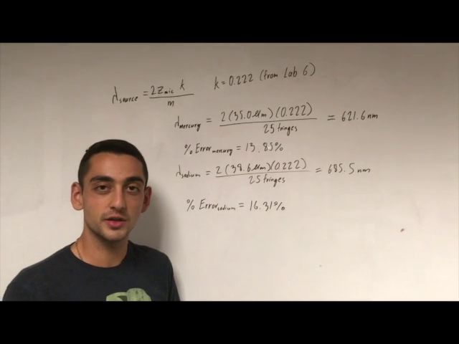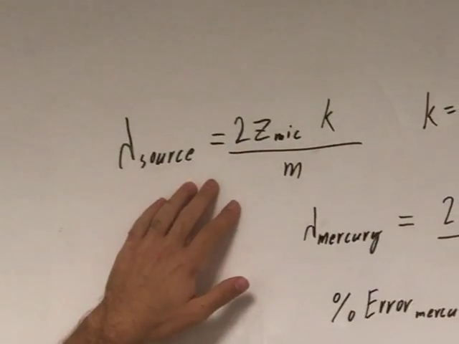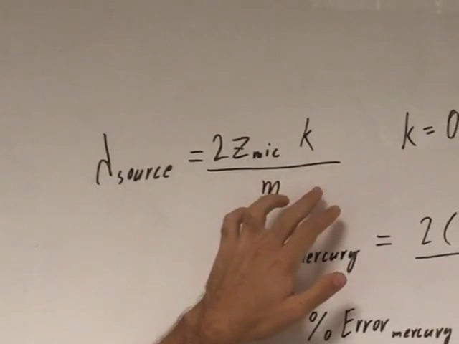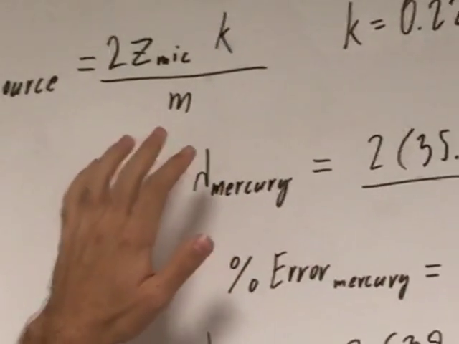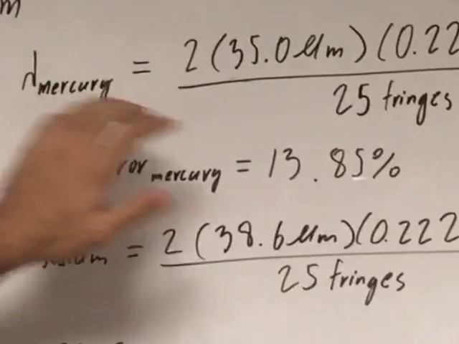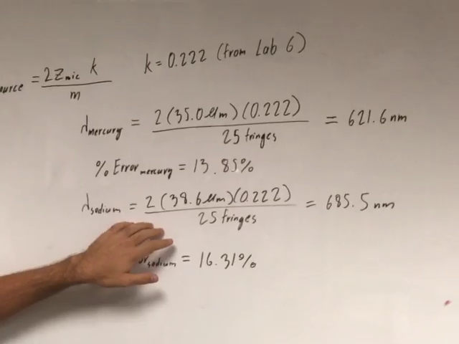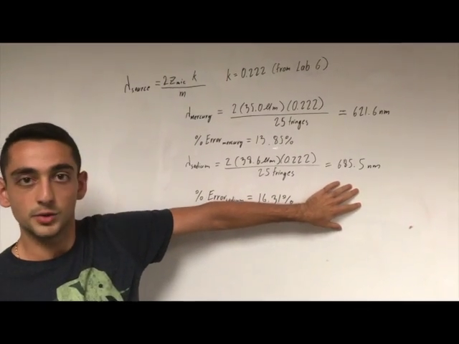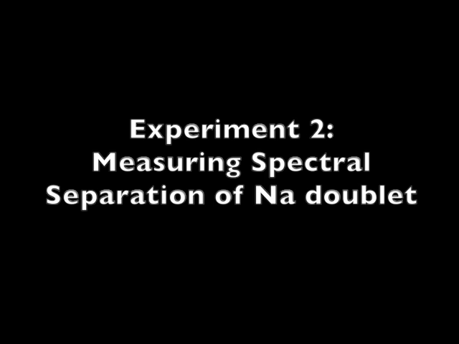And so for measuring the wavelength of the mercury and sodium sources, we use this equation. The reason there's a factor of 2 in there is because the calibration factor, which we measured from lab 6, given over here, was for the OPD and not for the waves. For the wavelength of the mercury source, we got 621.6 nanometers. For the wavelength of the sodium source, we got 685.5 nanometers. So there's quite a bit of error, but we were eyeballing the amount of fringes we saw, so we expect a little bit of error.